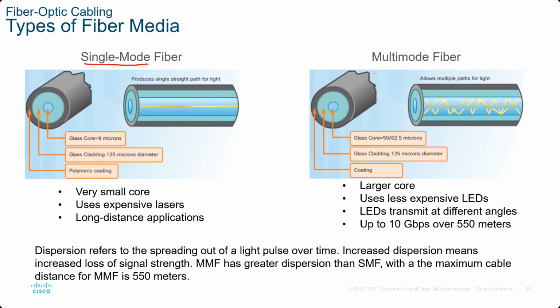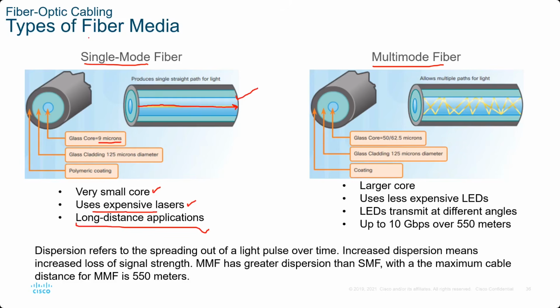One is called single mode fiber, another is called multi-mode fiber. Single mode fiber has a very small core, like 9 microns, thinner than a hair. And because it is so small, the light usually travels in a straight line in it. That's why the light can travel very, very long distances in single mode fiber, and it uses very expensive lasers in network interface cards as well.